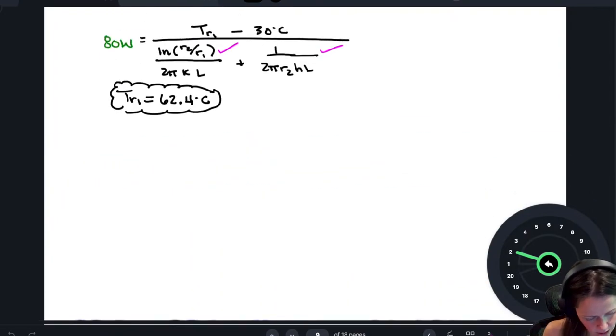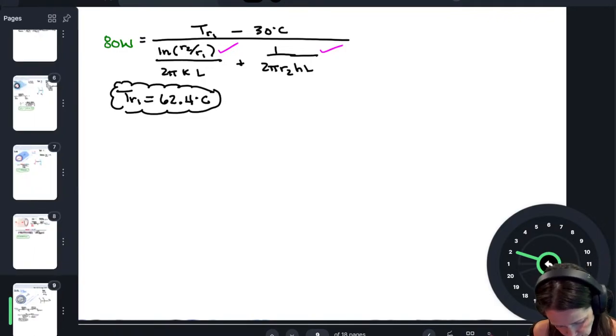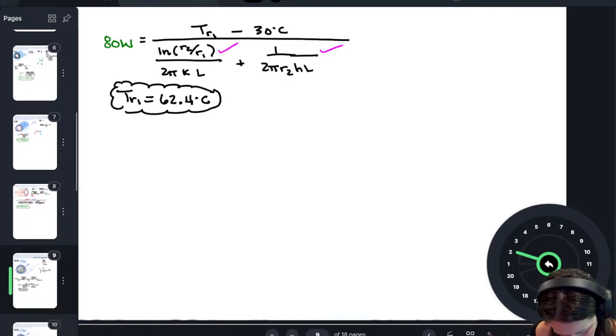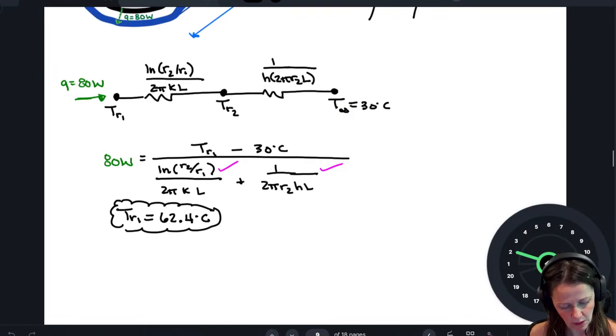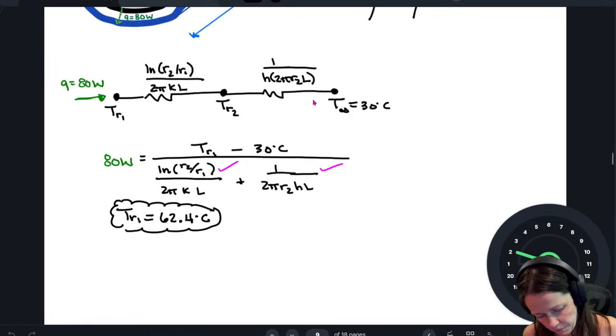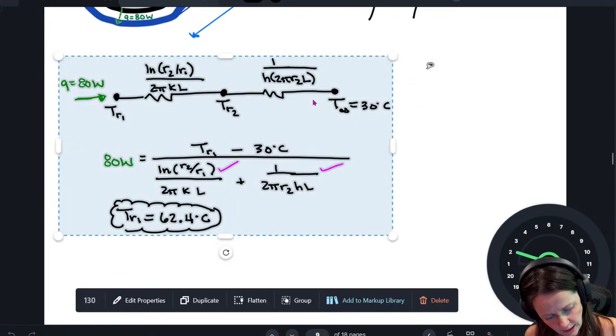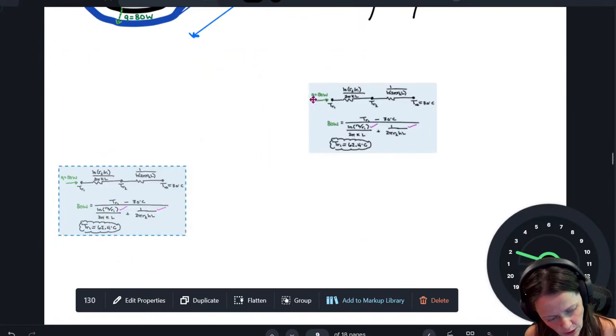In fact, I think, can I add a little sheet here? Okay. Yeah. Actually, it's fine. I'm going to take what we did yesterday and just move it over to the side.